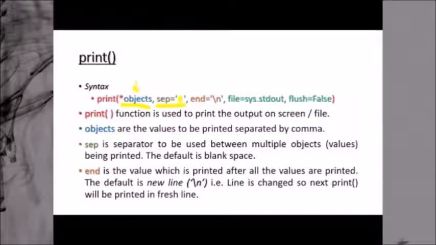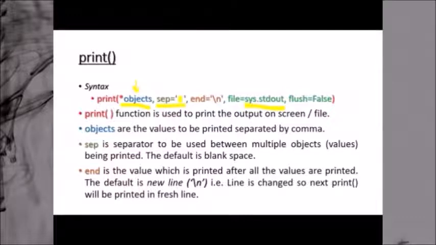Then file is where your output will appear. Here we are specifying that the output will appear on the standard output screen, that is on your monitor. And flush is false, which means it will not clean the previous output. Previous values will remain as they are, and it will add the next values. So the print function is used to print the output on the screen or into a file. We are right now working with the screen.